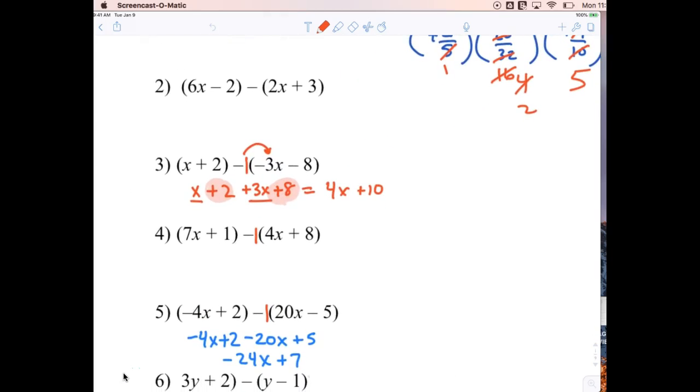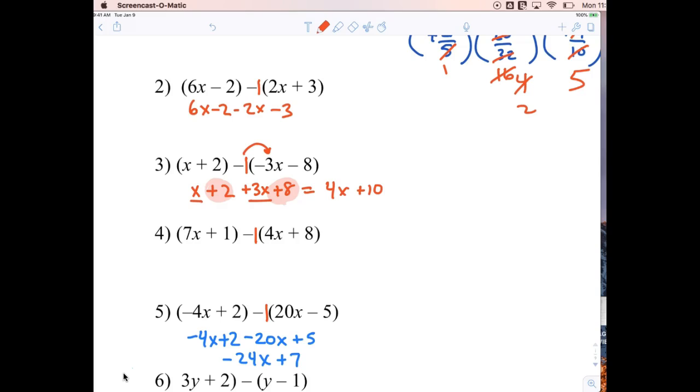Okay, number 2. Now, remember, we are distributing a negative. For those of you who are struggling just a little bit, remember there's a -1 there. So then I need to distribute that -1. So it becomes 6x minus 2 minus 2x minus 3.